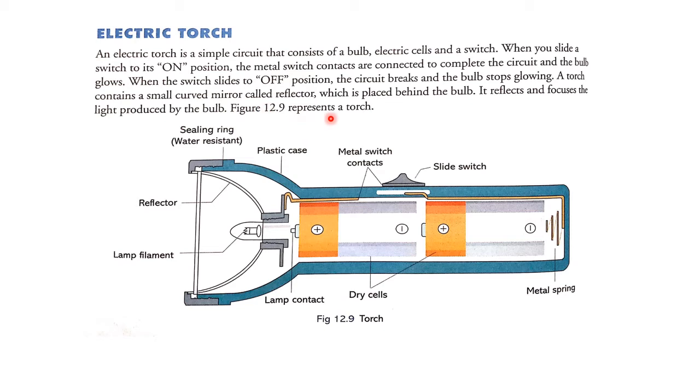Figure 12.9 represents a torch. So this is the torch. This is the light filament. Reflector, sealing ring, water resistant. So this is water resistant, waterproof. Plastic case, metal switch contacts, slide switch, metal spring, dry cells, lamp contact.